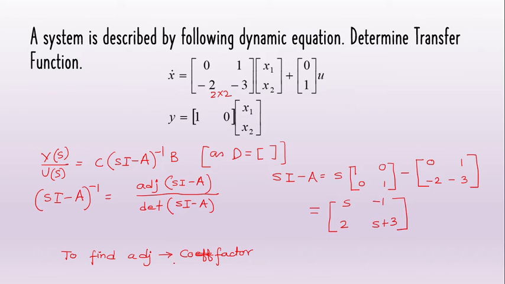So we have to determine the cofactors. What are the cofactors? As it is a 2 cross 2 matrix, naturally 4 cofactors will be there: A11, that means first row, first column element; then A12, then A21, and then A22. First row, first column. First row, second column. Second row, first column, and second row, second column.